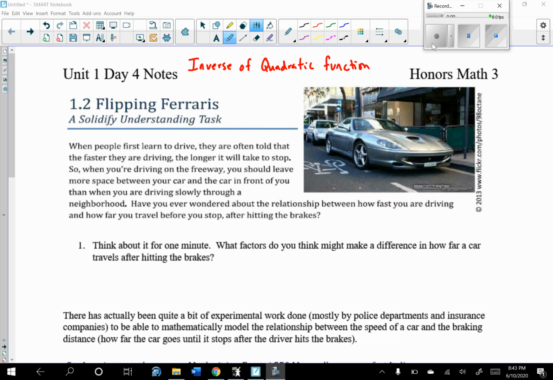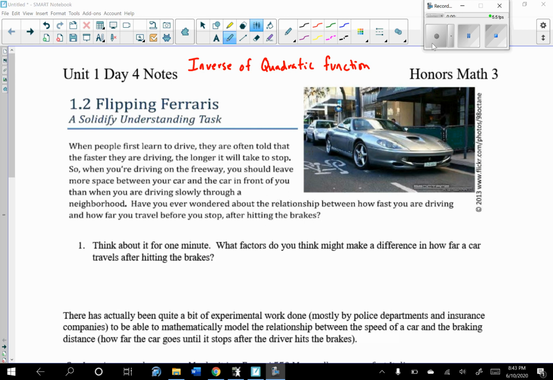Have you ever wondered about the relationship between how fast you're driving and how far you'll travel before you stop after hitting the brakes? Think about it for a minute. What factors do you think might make a difference in how far a car travels after hitting the brakes? So take a second to pause the video and write down some things.